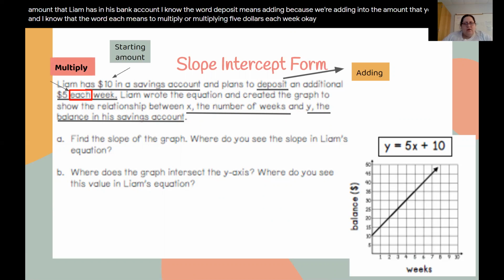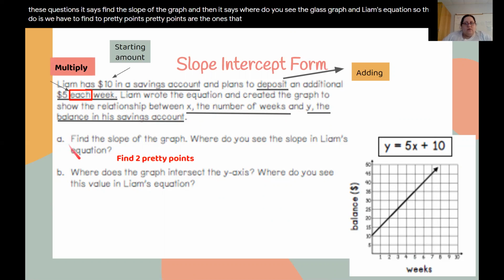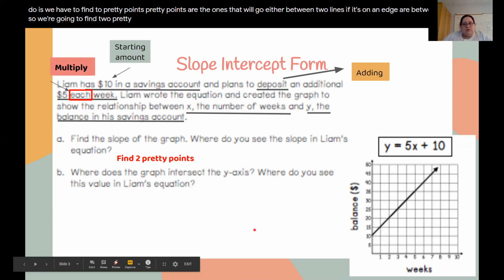Okay, so now we're going to go ahead and read through these questions. It says find the slope of the graph, and then it says, where do you see the slope in Liam's equation? So the first thing we have to do is find two pretty points. Pretty points are the ones that will go either between two lines if it's on an edge, or between four lines. So we're going to find two pretty points, and it doesn't matter which ones.